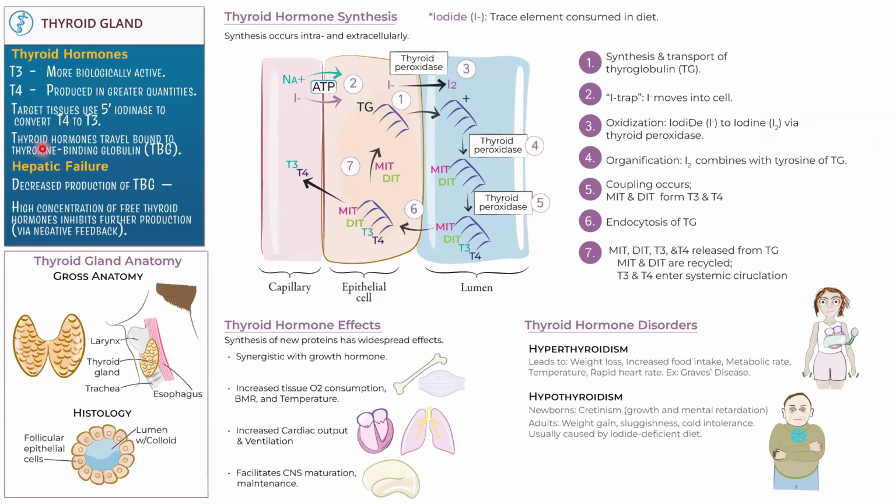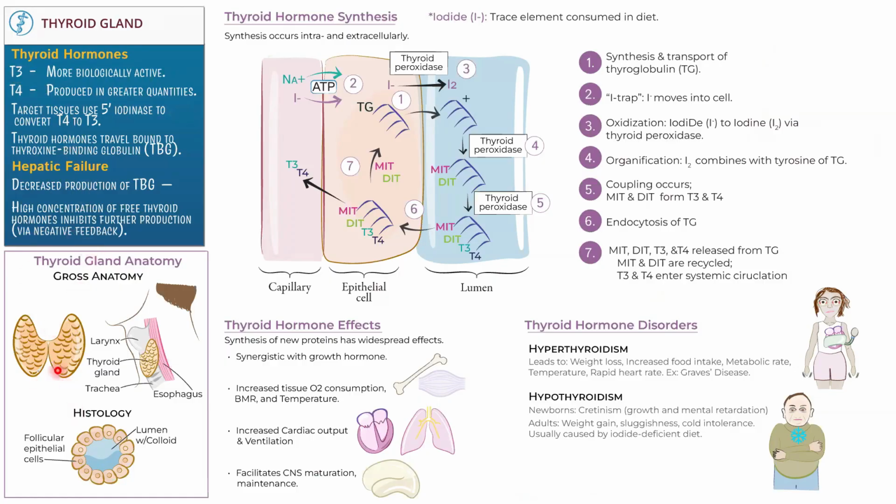So you can appreciate here just a simple anatomy of its thyroid hormones. You have T3, which is biologically active. T4 is the one that is produced in greater quantity. So T4 is actually converted to T3.